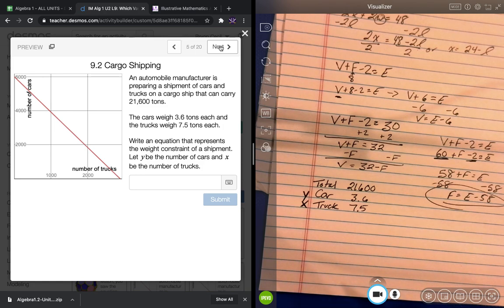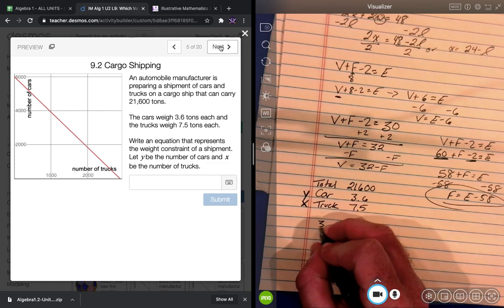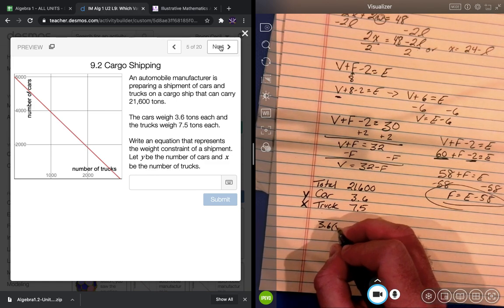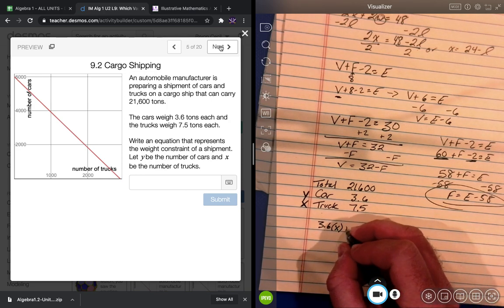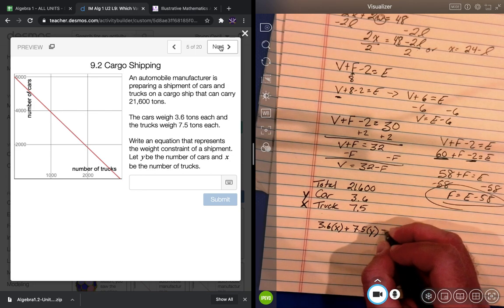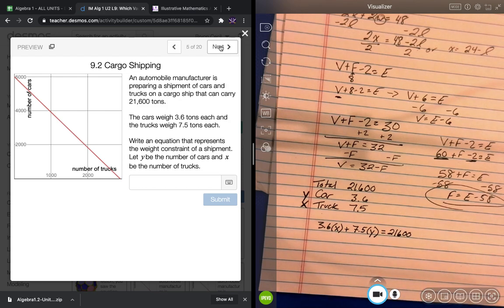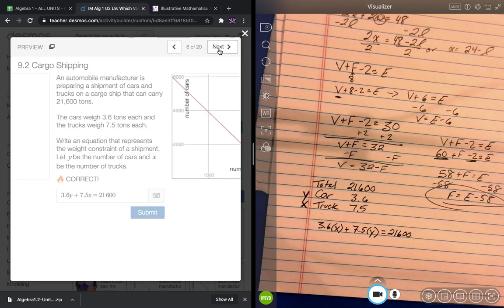It's very simple, yeah? So that means, guys, you're going to take the weight of a car times however many you have plus the weight of a truck times however many you have. And if you did that, you would get the total. And guys, that really is all that it is. So 3.6y plus 7.5x equals 21,600. Okay, that is all you have to do.